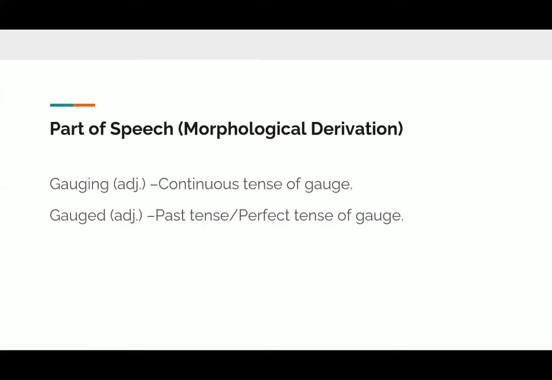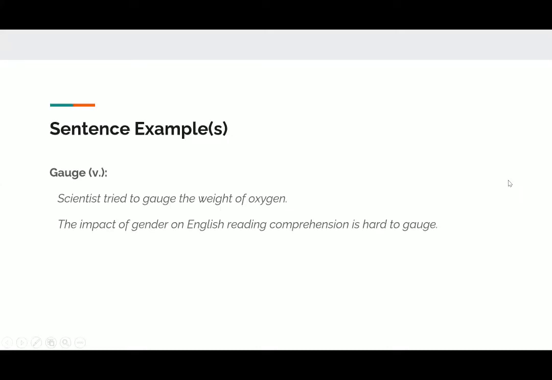These are the morphological derivations of the word gauge. The continuous tense of gauge is gauging, and the past tense and perfect tense of gauge is gauged. But also, the adjective gauging is an active form of gauge, and the adjective gauged is a passive form of gauge.